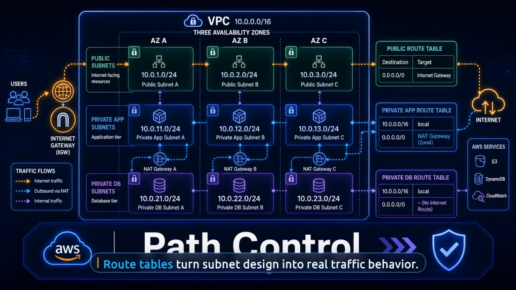Database subnets are usually even tighter. In many designs, they have no default internet route at all. Senior teams review route tables as a production control surface. They ask whether the right subnets share the right paths and whether any unintended route has been created.